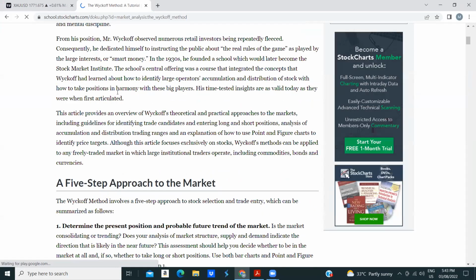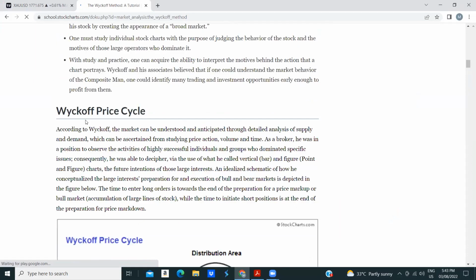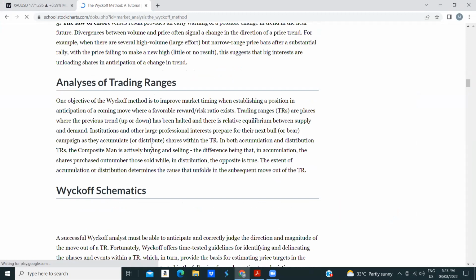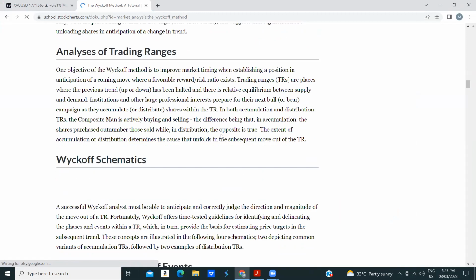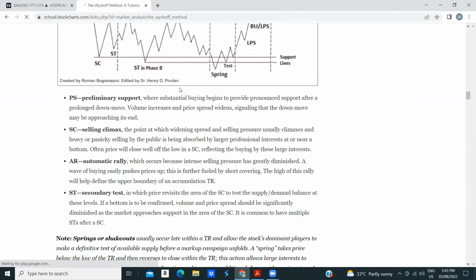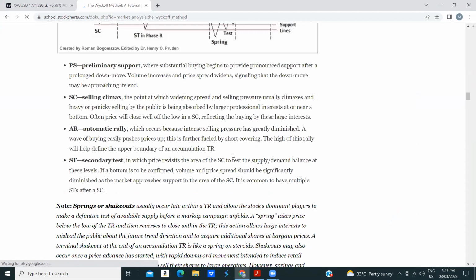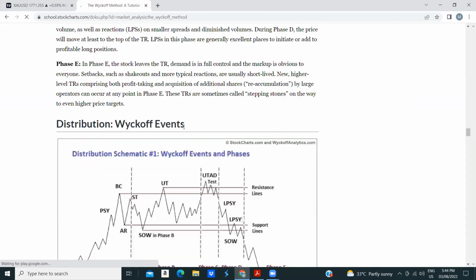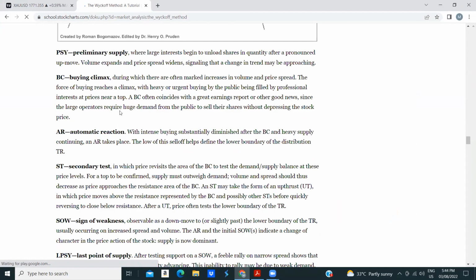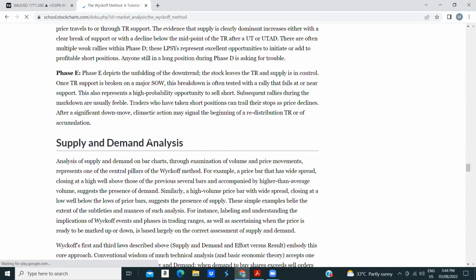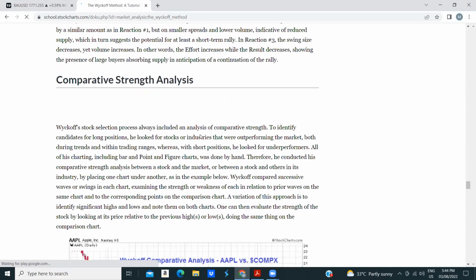The background history, the Wyckoff cycles, the Wyckoff laws, 3 laws, and then trading range analysis, how to analyze the trading range, the Wyckoff events, phase A, phase B, phase C, phase D. I think you know most of these things, right? And then spring and shakeouts, testing, everything is written over here. Accumulation, and then we have distribution, part 1, distribution, part 2, and then supply and demand analysis, comparative strength analysis.